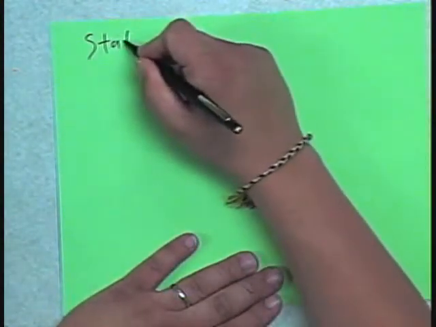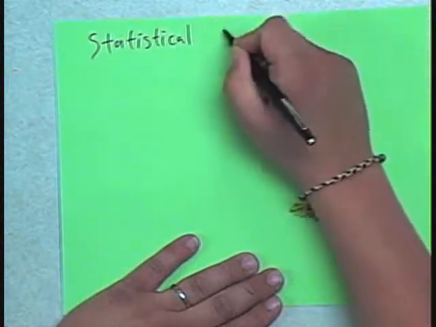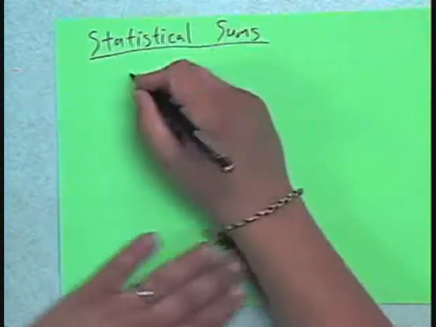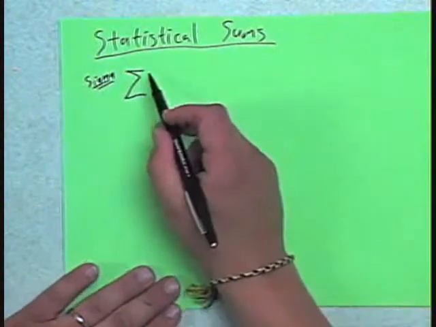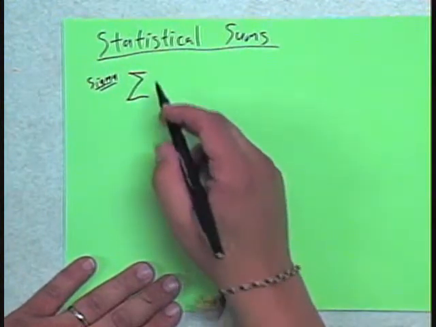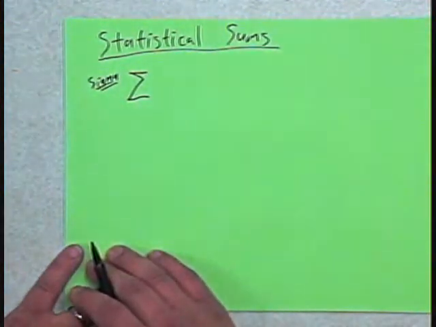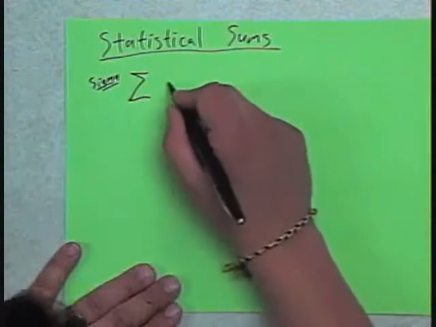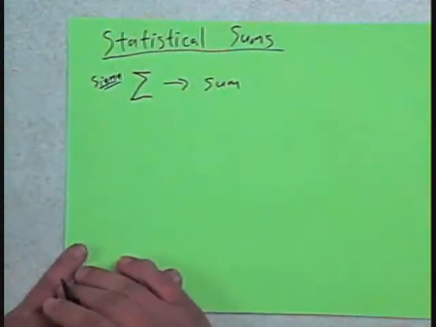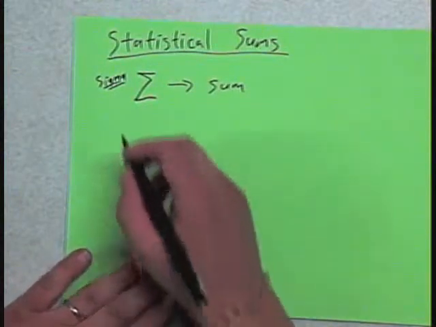The next thing we're going to talk about here is statistical sums, and we're going to learn about a new type of notation that's going to represent a sum. So let's look at this new notation. Statistical sums. The new notation is the Greek letter sigma. It kind of looks like an E to me, but it's a capital letter S in the Greek alphabet. Sometimes it's called sigma notation, but this represents a sum, so sometimes they call it summation notation. And here's how it's used.